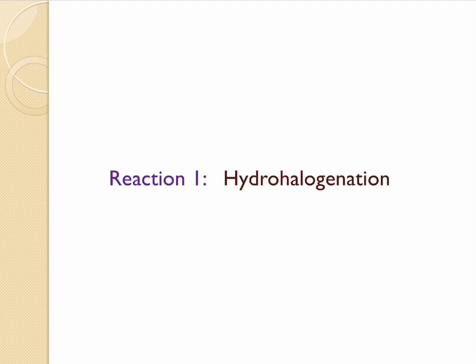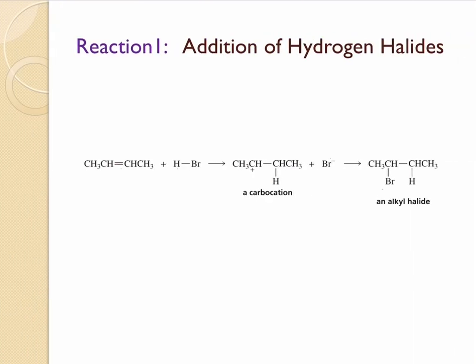The very first reaction that we are going to talk about is hydrohalogenation. What is hydrohalogenation? Hydrohalogenation is the addition of hydrogen halides to alkenes. Now, this is an electrophilic addition reaction which is going to take place in two steps. The first step is the formation of a carbocation, and the second step is the formation of the actual product, which is an alkyl halide in this case.